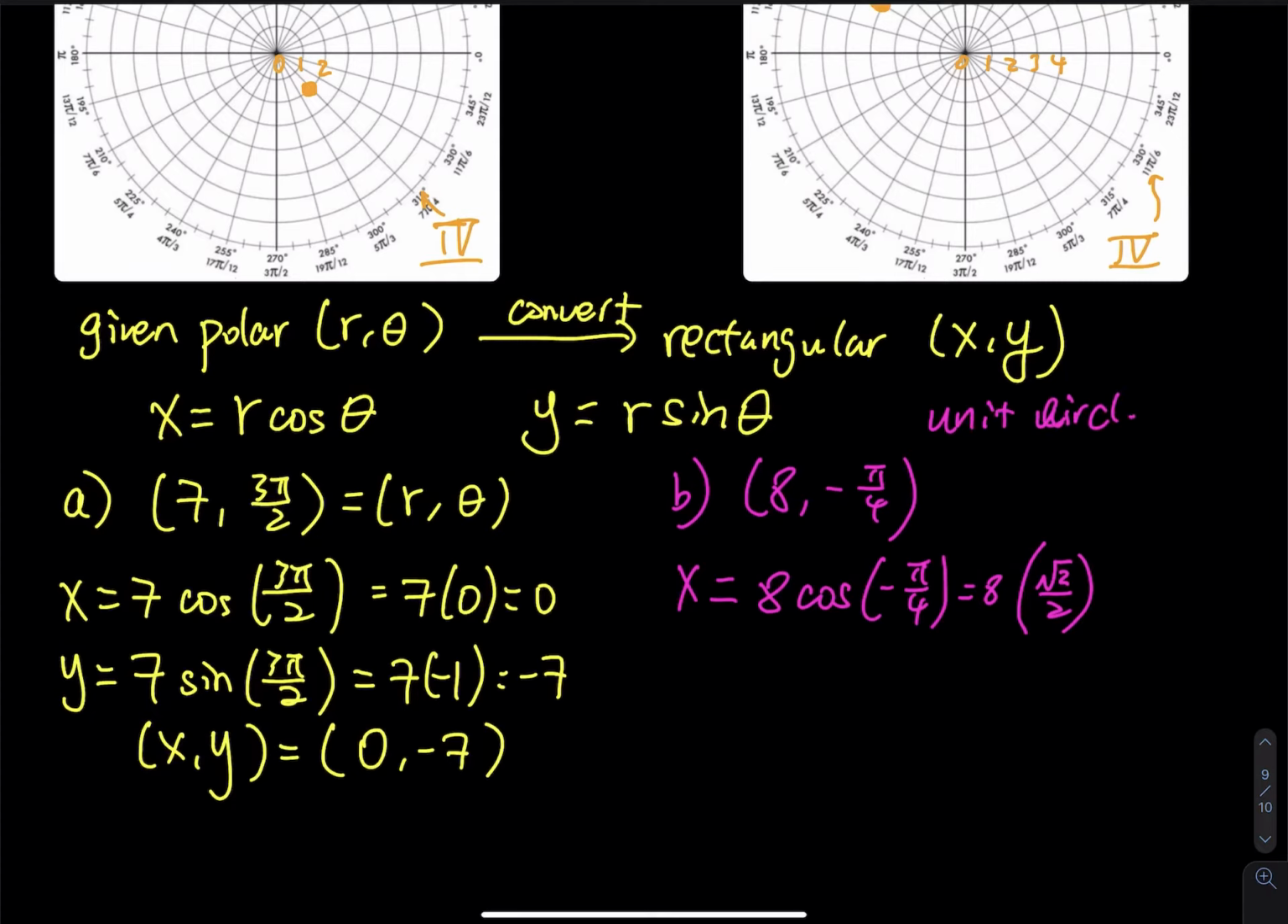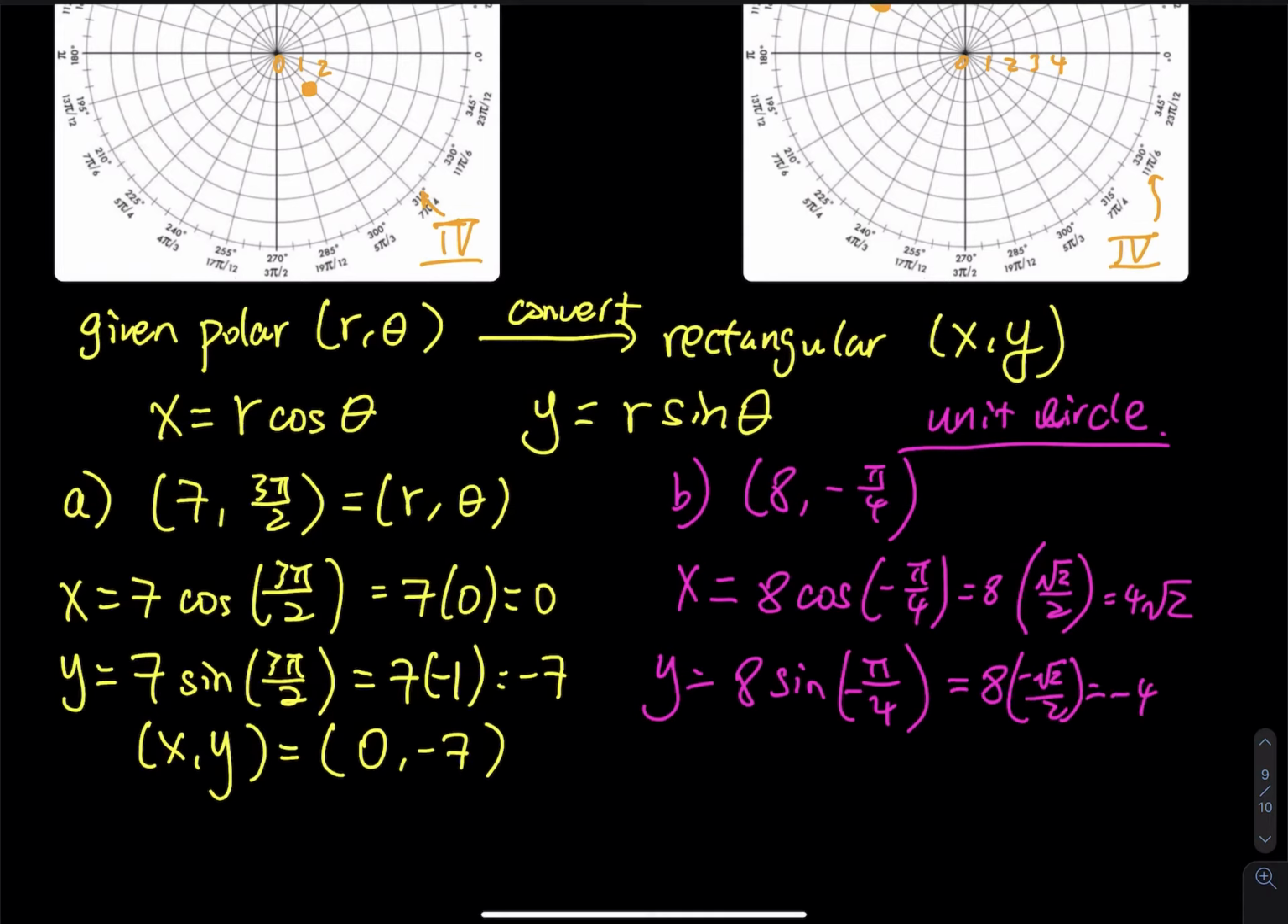And then how to evaluate the six trig functions. If you don't remember this at all, you have to review the unit circle. So that is equal to 4 times root 2, and then y is equal to r times sine of theta, so negative pi over 4. In quadrant 4, y is negative, so you have 8 times negative root 2 over 2, then you get negative 4 root 2. So the xy coordinate, which is the Cartesian coordinate, rectangular coordinate, is (4 root 2, negative 4 root 2).